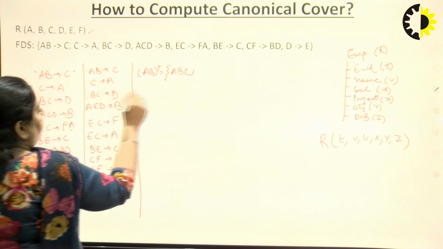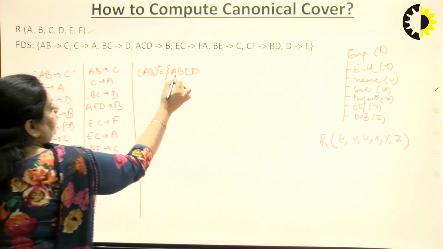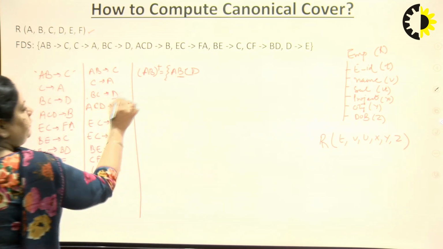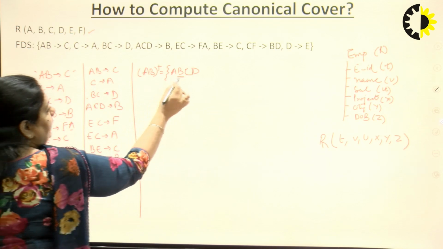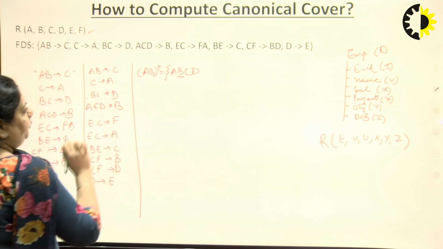From BC we can find out D. We are having BC here. From BC we can find out D. Now from D we are having ACD. From ACD we can find out B.